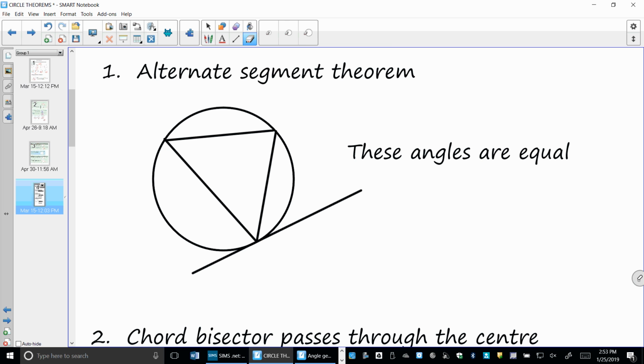I've just erased all my markings. So this angle here is equal to this one, and this angle here is equal to this one. So the opposite angles are equal to each other. Now notice this doesn't go all the way through, it just goes up to the sail. And this one's the opposite bit. Note this doesn't have to go through the centre. So that's your alternate segment theorem.